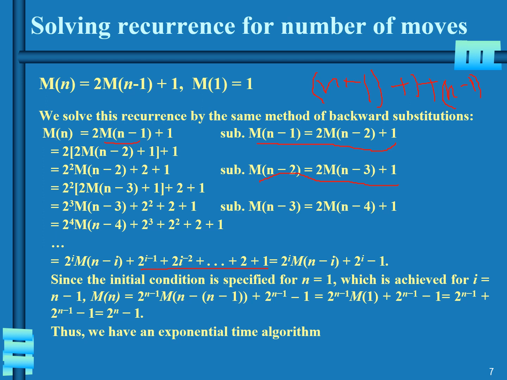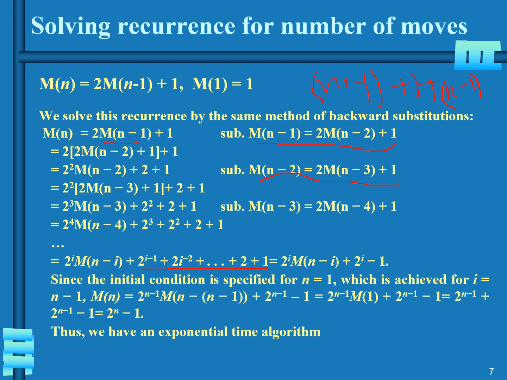But the initial condition says m of 1 is equal to 1. So in order to achieve this, we have to substitute i equal to n minus 1 in this equation. So it will become 1. So 2 power n minus 1 m of 1 plus 2 power n minus 1 minus 1. This will become 1, because m of 1 is equal to 1. So here you will get 2 power n minus 1 plus 2 power n minus 1 minus 1. If you simplify this, you will get 2 power n minus 1.